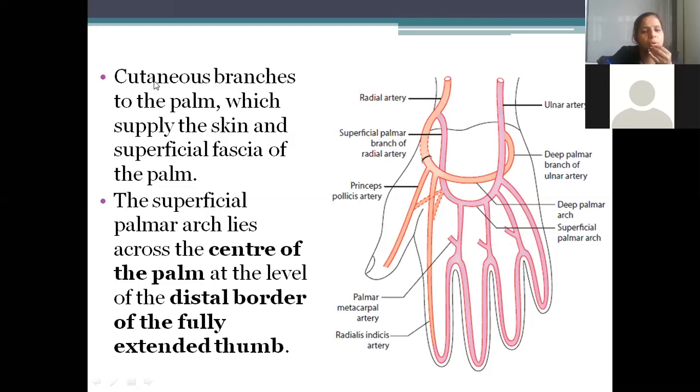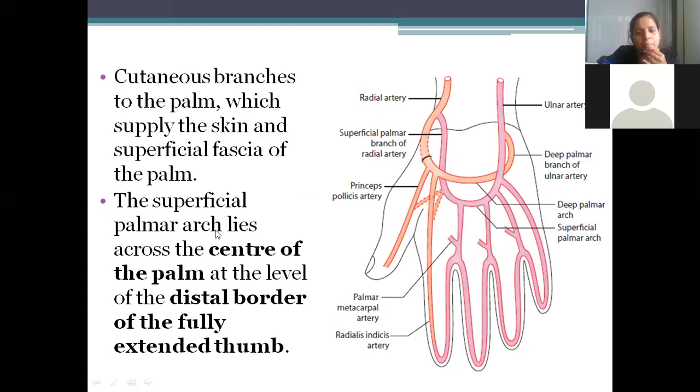So now let us read. Whatever I told you is written here. Cutaneous branches to the palm: they supply the skin and superficial fascia of the palm. We are talking about the superficial palmar arch. It lies in the center of the palm, just below the palmar aponeurosis, at the level of the distal border of the fully extended thumb. That means if you are extending the thumb, this is the level at which you will see the superficial palmar arch. Like this, at this level. I hope the superficial palmar arch is clear.